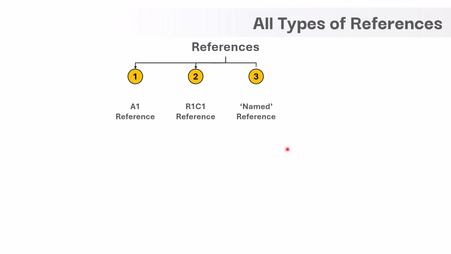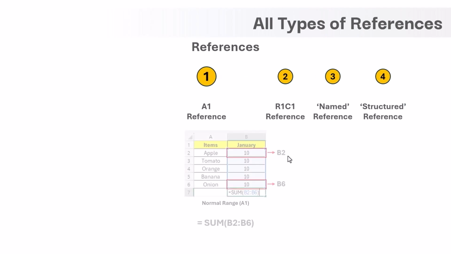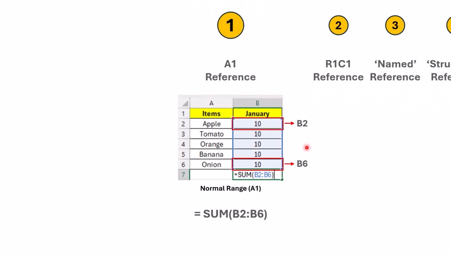So until now, we have learned four main types of references in Excel formulas. Those are A1 reference, R1C1 reference, named reference, and structured reference. We have also seen relative and absolute references, but these are basically used to lock and unlock the cell references. So first, let's run through A1 reference.